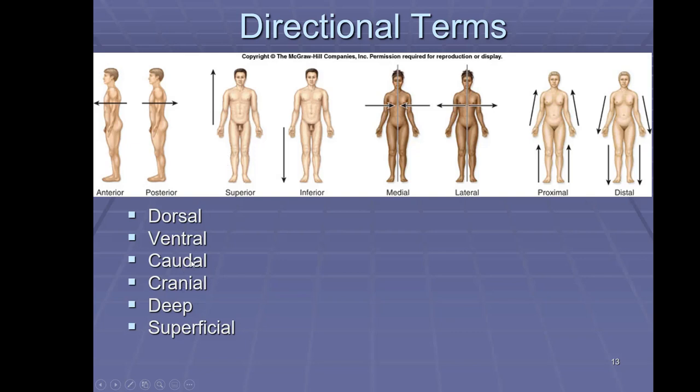So kind of like superior and inferior, but a little bit different. Caudal is more used in animals. So if you think of like a dog, caudal would be like where the tail is, where the butt is. Cranial would be towards the head.